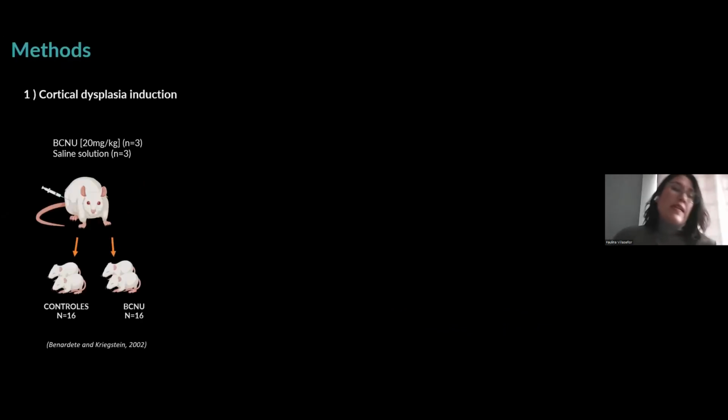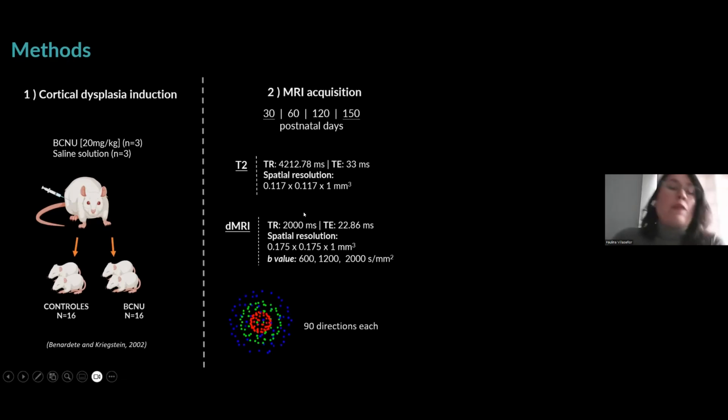Now to address this question, we first performed an experiment using an animal model of cortical dysplasia by injecting either saline solution or carmustine, also called BCNU, to pregnant rats. And then the resulting pups were the object of the study: 16 controls and 60 BCNU. We scanned them at 4 different time points, but for this presentation, I'm just going to show you the two far ends, 30 and 150 postnatal days.